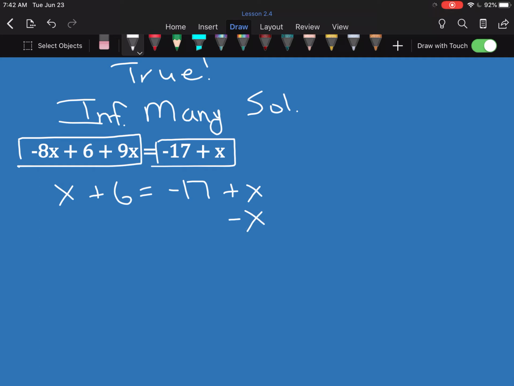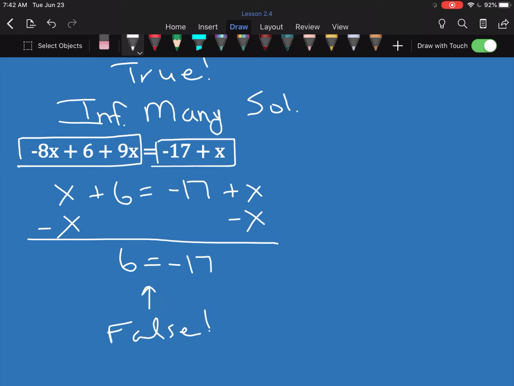We will bring our variables to the left by subtraction this time. X minus x is gone. That leaves me with 6 equals negative 17. That, of course, is not true, which means there is no solution here. There is no number you could plug in for x that would make this particular equation true.